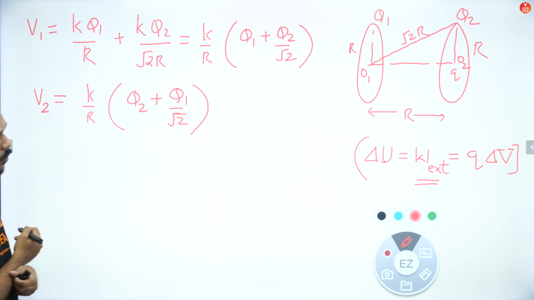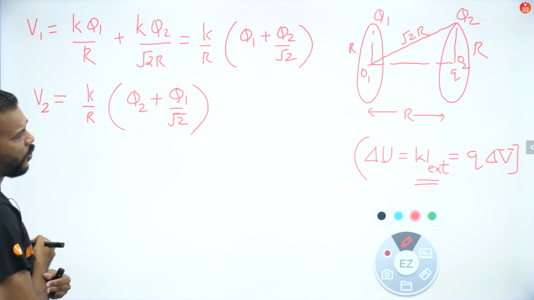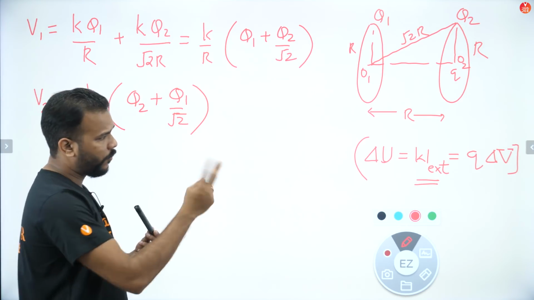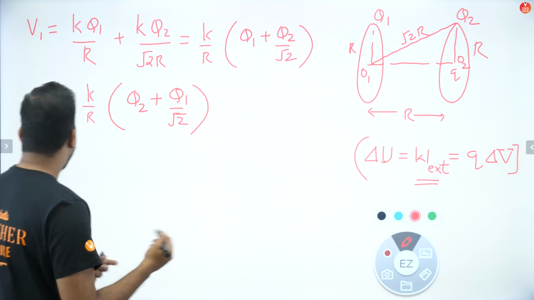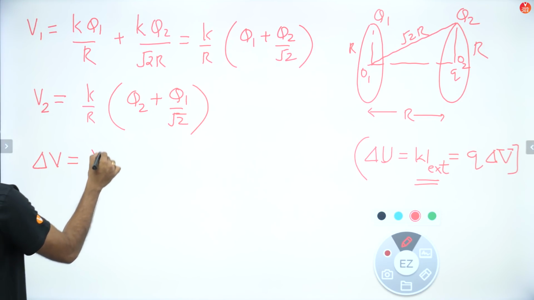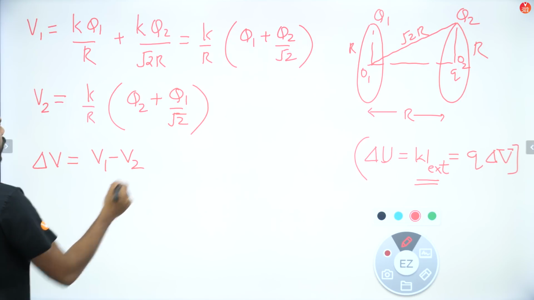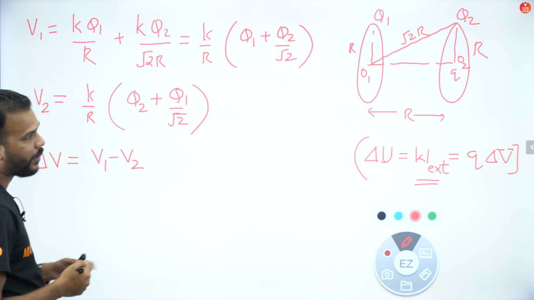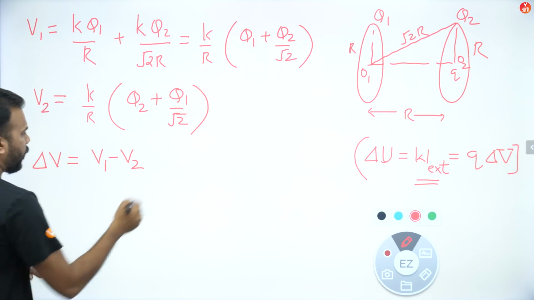Okay guys, so now what is happening, we are taking the charge say from O2 to O1. You can do the other way around also, you will basically get the answer with the opposite sign. So what we are going to do now, we are going to calculate the change in potential, which we are saying is final minus initial. Final is the point 1 and initial was the point O2. Okay, so let's go ahead.